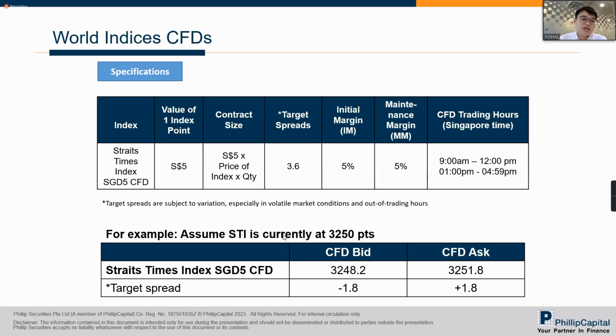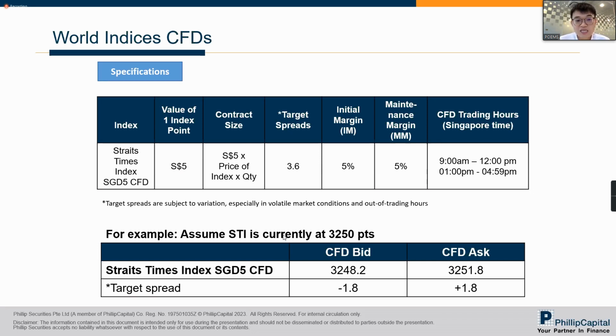This is the specification you can refer to. Let's say the STI Straits Times Index $5 CFD. Value of one means the value of one index point is 5 Singapore dollars. So you can see your contract size: Singapore $5 times price of index times quantity, how much you are planning to buy. The target spread is 3.6. Initial margin is 5%, maintenance margin is 5%. The CFD trading hours are 9 AM to 12 PM and 1 PM to 4:59 PM. The target spread is subject to variation, especially in volatile market conditions and out of trading hours. You have to take note that for these indices, we do have the spread.